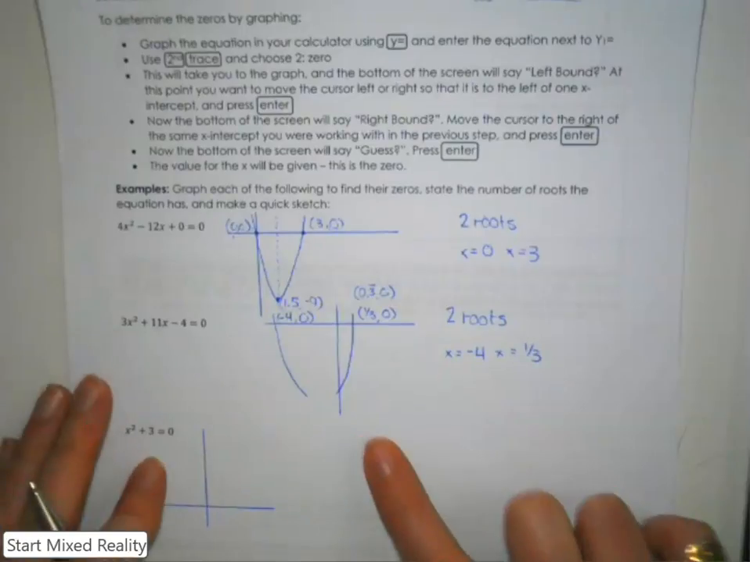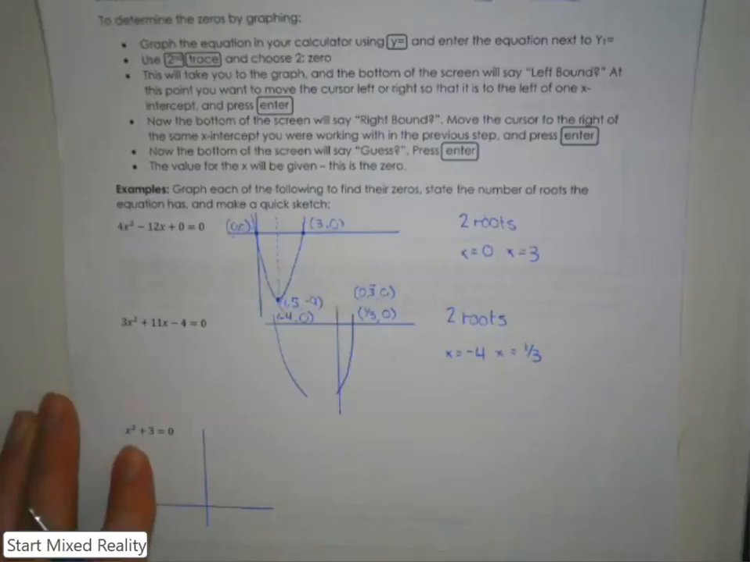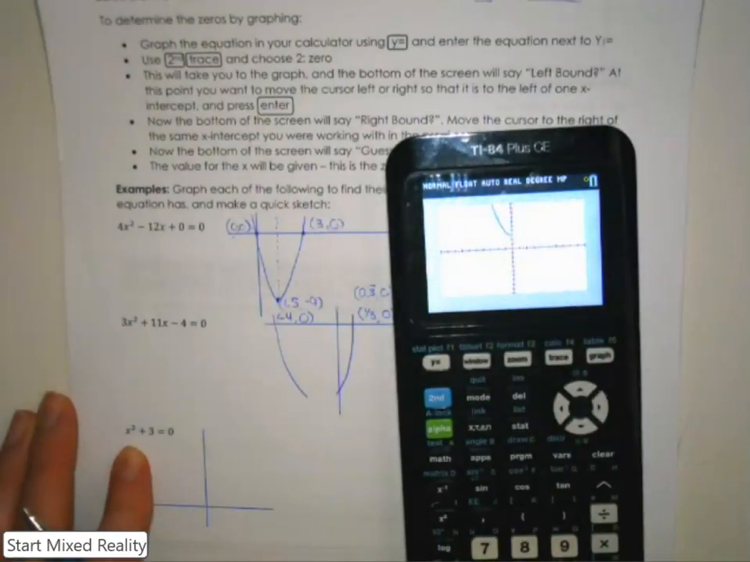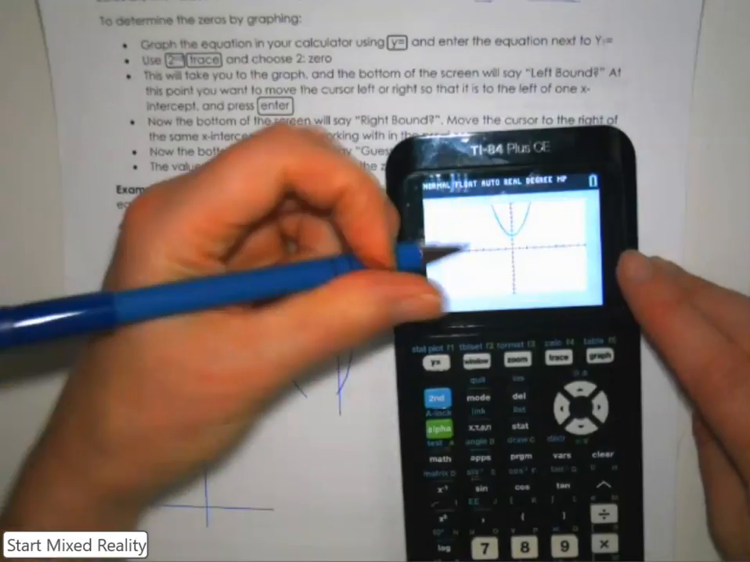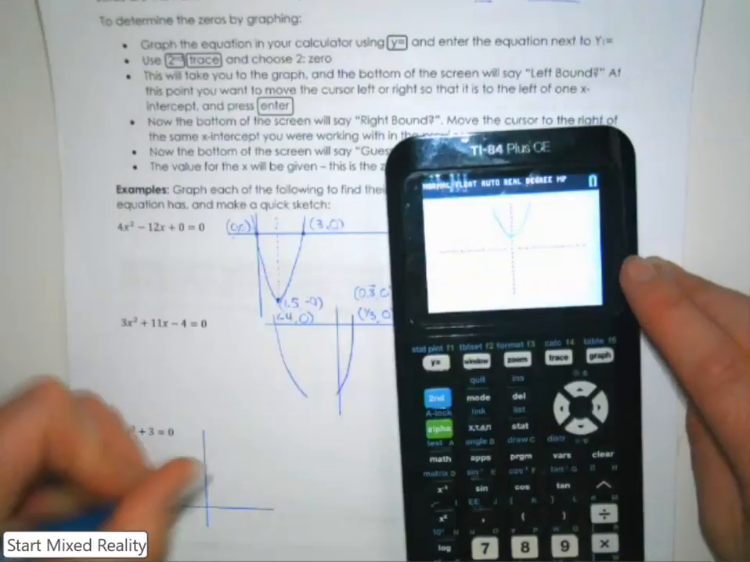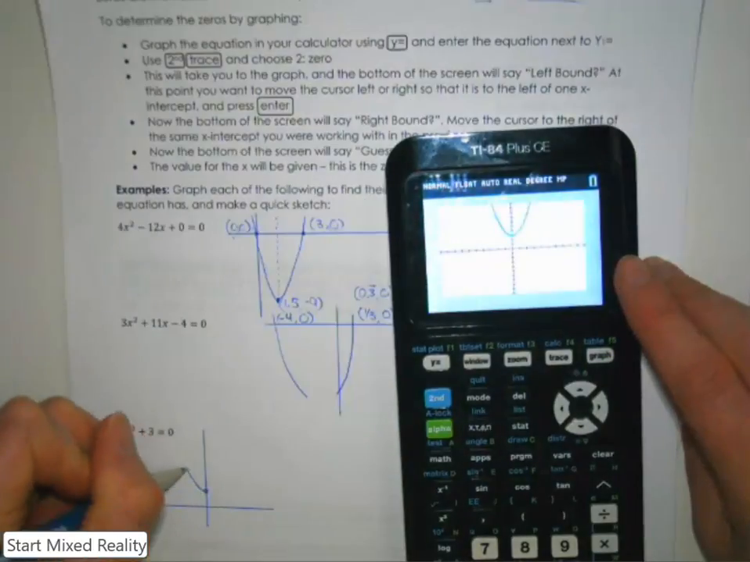Okay. For this last one, we have x squared plus 3. And this is a little bit of a different graph. So if we look at it, what happens here? Well, we see that our graph has a vertex at 3 on the y-axis. So let's just say there. And then it just goes upwards from there.